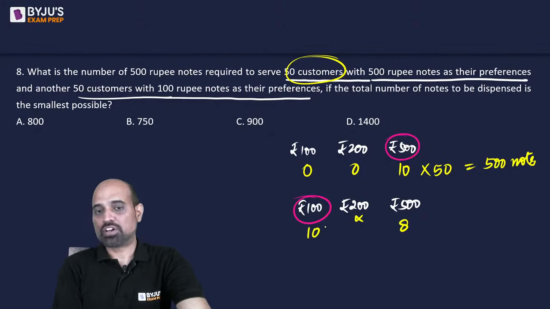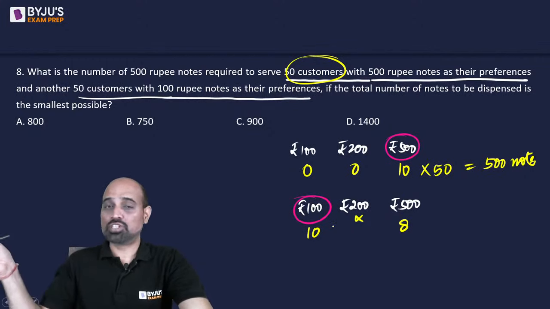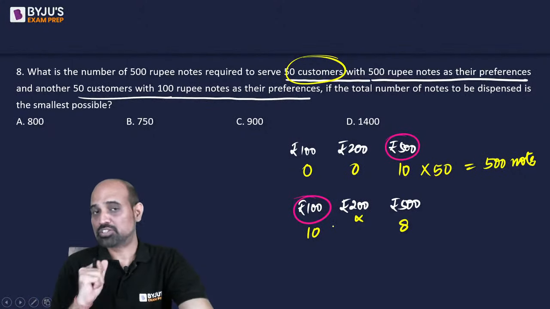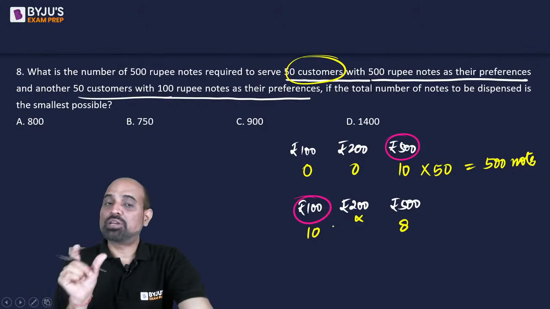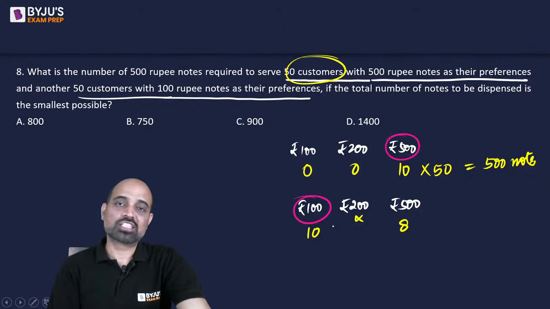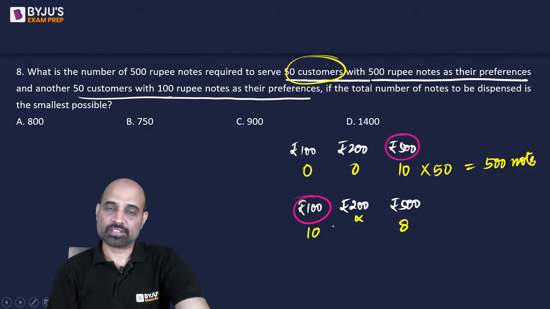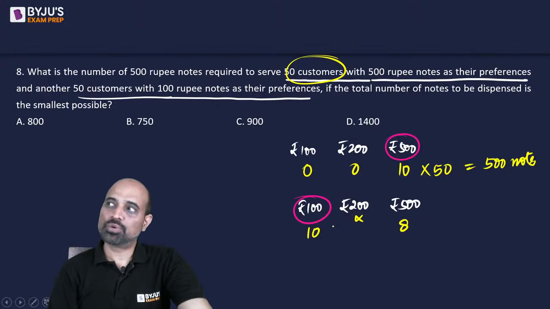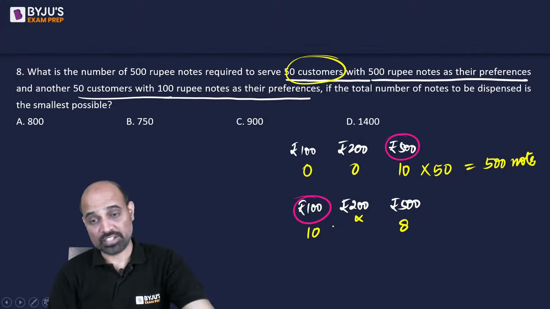Such that the number of notes of 100 is more than the sum of the notes of the other two. 10 is greater than 0 plus 8. 100 rupee preference हो गया, and the total number of notes is minimum. इससे कम नहीं कर पाएंगे, right? Because if I make that as 8, तो वो उधर गड़बड़ है, and if I change 500 rupees into 100 and 200, the number of notes will anyways increase.